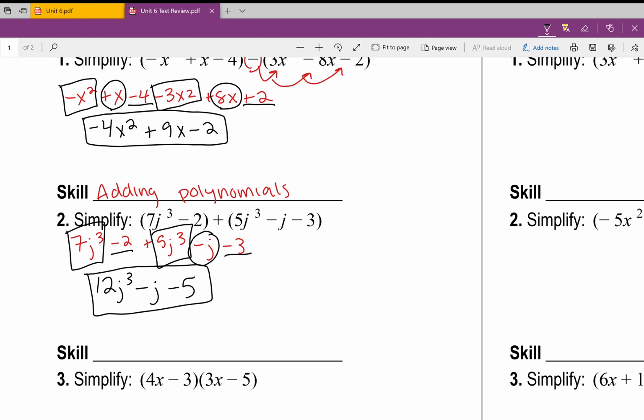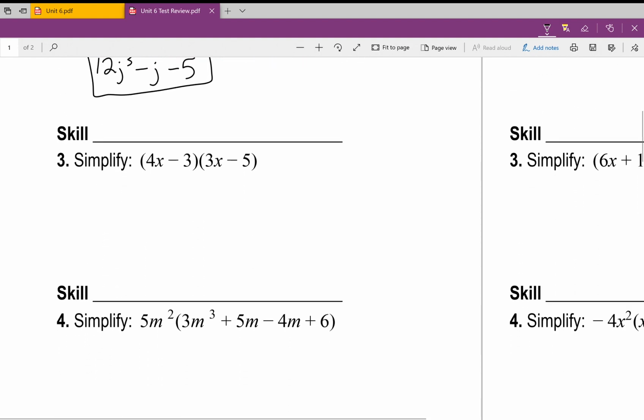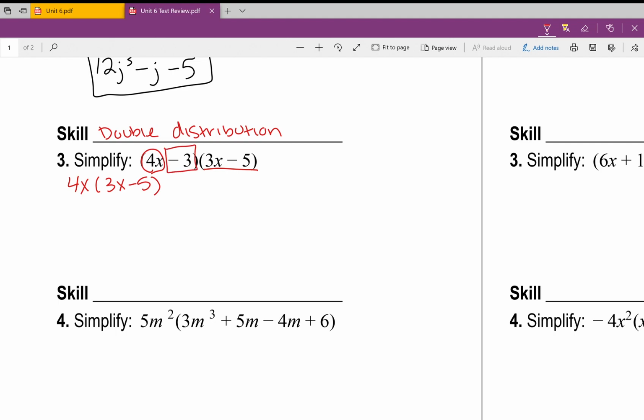Okay. Number 3, the skill is double distribution. And remember, in double distribution, we take the first term and we write it, so 4x. Then we take the second parentheses, 3x minus 5. Then we take the second term and then the parentheses again.